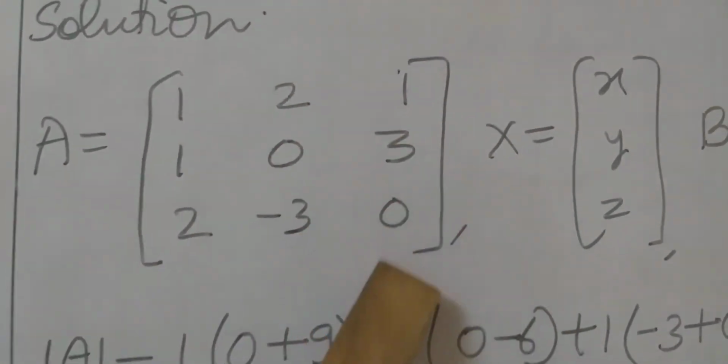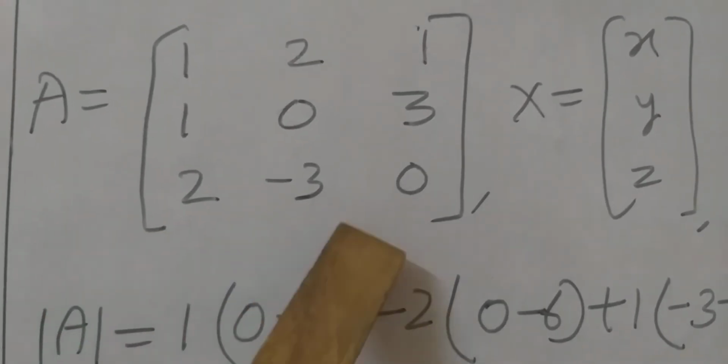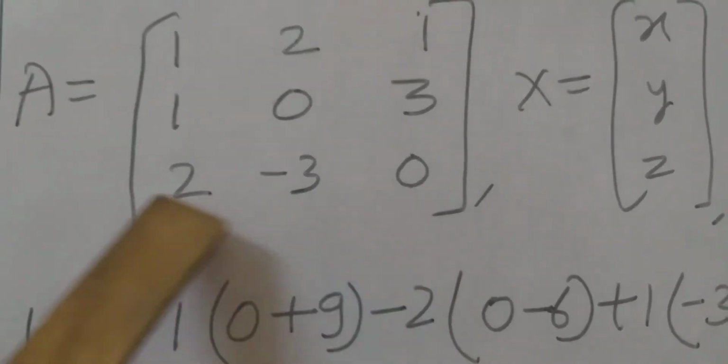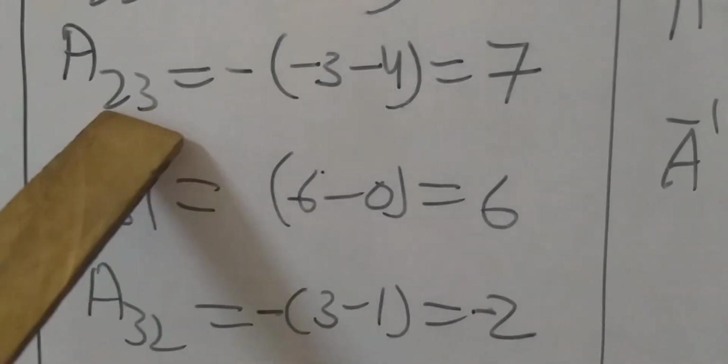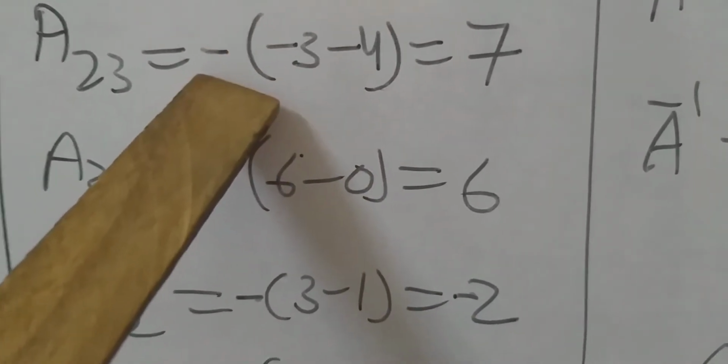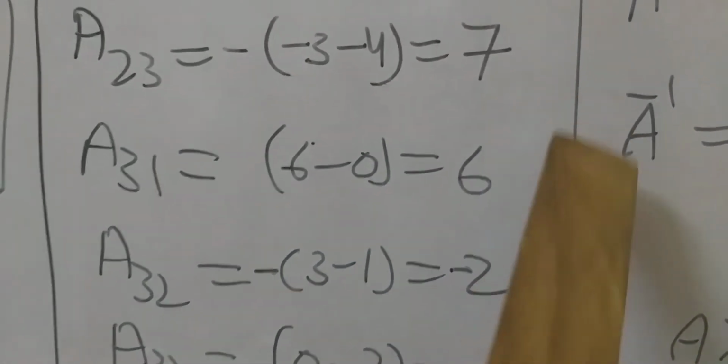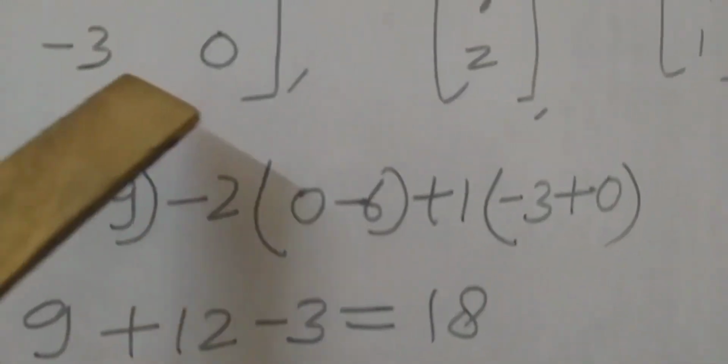Now student, its cofactor. Delete its column, its row. 1, 2, 2, minus 3. Minus 3 minus 4. Add both of them. The sum of 2 and 3 is odd, student. That's why we have to put a minus sign. Answer is 7.